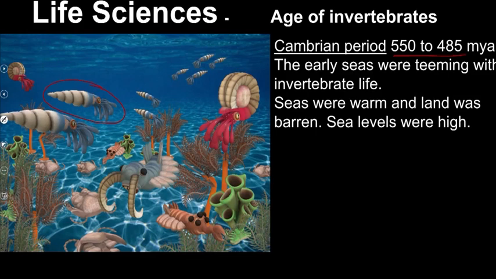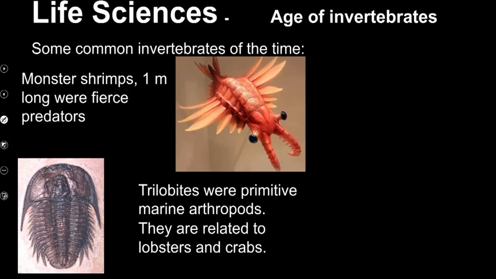Most of the Earth was sea, and there were lots and lots of invertebrates. Seas were warm. Land was barren. Living things couldn't go on land. Sea levels were high. At one stage, 300 meters higher than the sea levels today. Some common invertebrates, monster shrimps, 1 meter in size. They were fierce predators. This picture is a model made from fossil evidence.